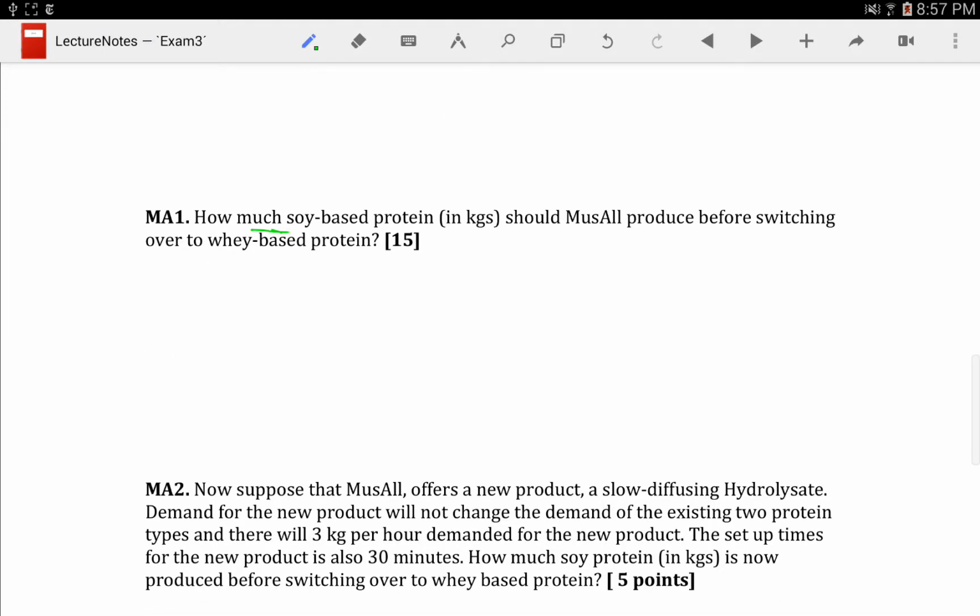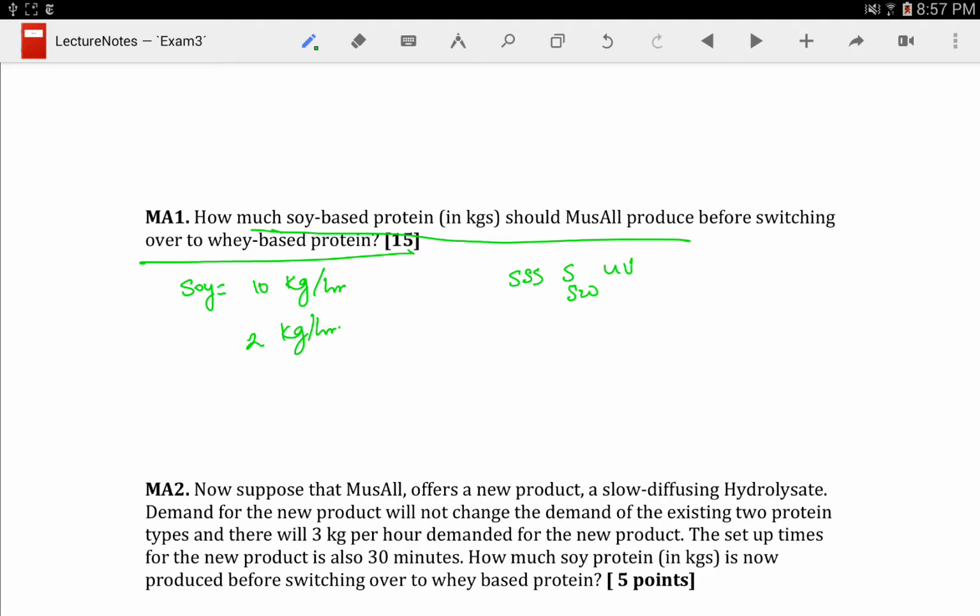The question asks how much soy, so let's find both. First, the soy demand is 10 kilograms per hour, and the next one is 2 kilograms per hour. So we can produce a lot of soy, switch from soy to whey, produce a lot of whey, and switch from whey back to soy. We have to figure out the length of this cycle. The setup for each is 30 minutes, so with two setups it comes out to 60 minutes, or 1 hour.